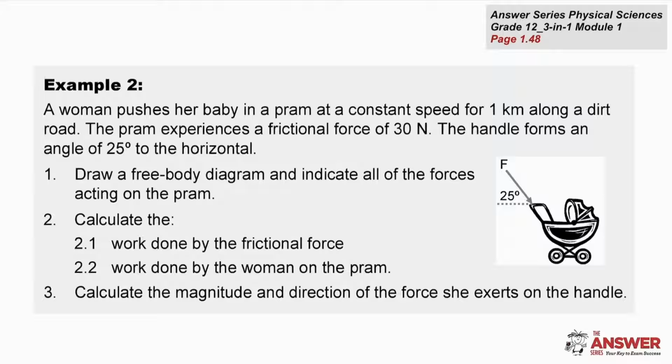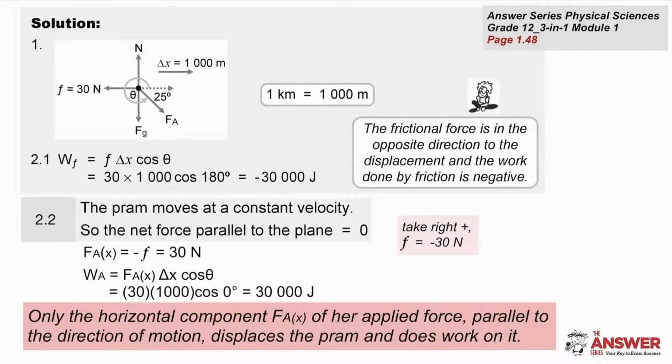In example 2, a woman pushes her baby in a pram for 1 kilometer. Again, think about the force vectors acting on this pram. Gravitational force is downwards. A larger normal force is upwards because the applied force is also acting downwards. And then there's a frictional force backwards. There's the force diagram with the delta x shown.